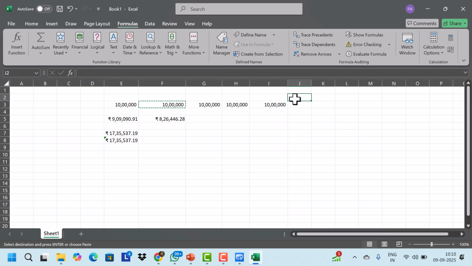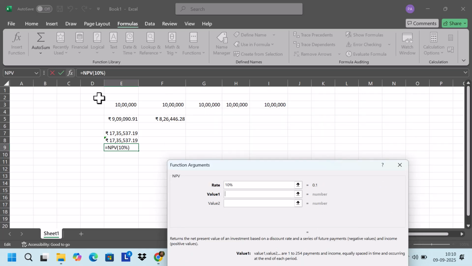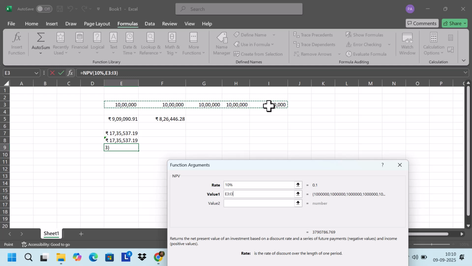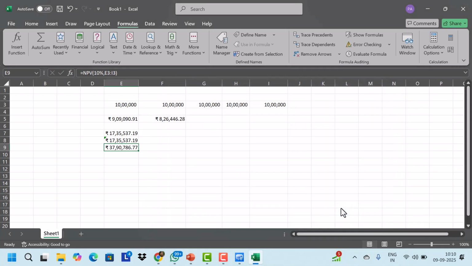Did you get that value? Okay, so now what I am going to do is put this here again and check. 5 years, okay. So the rate is 10% again, and I am going to choose this value. So it is 37 lakh 90,000. You said 37 lakh 90,000?